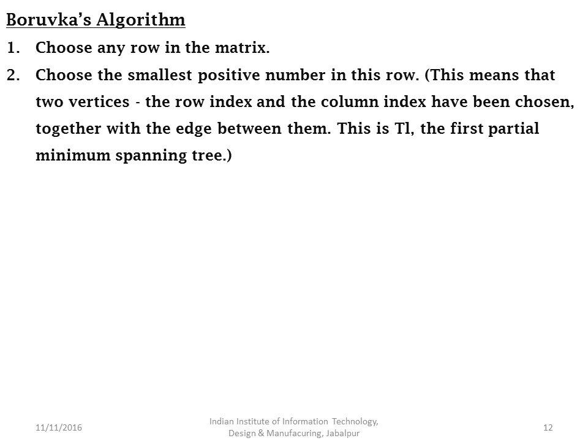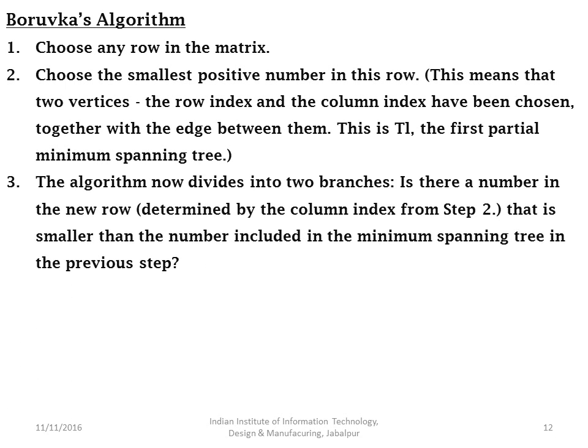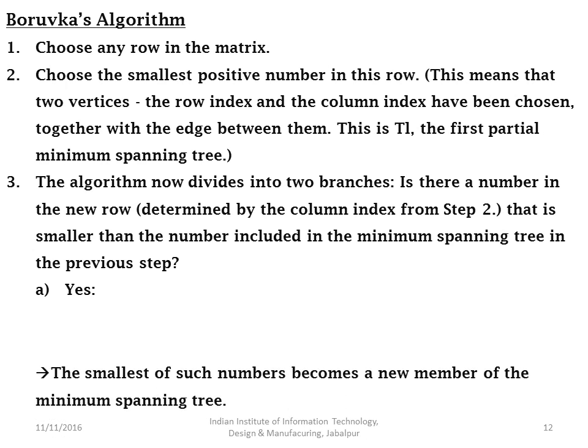So the algorithm of Boruvka has the following steps. Choose any row in the matrix. As we have already stated, in the minimum spanning tree problem we can select any edge at start. So we select any row in the matrix, then choose the smallest positive number in this row. This means that two vertices, the row index and the column index, have been chosen together with the edge between them. Consider this as T1. So this is the first partial minimum spanning tree.